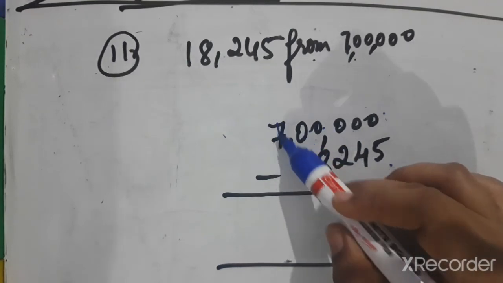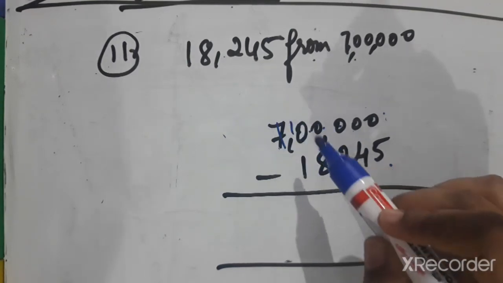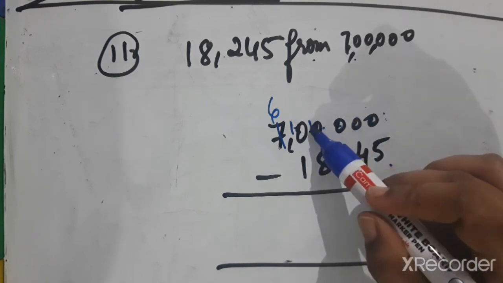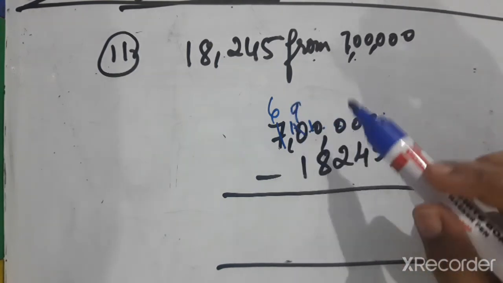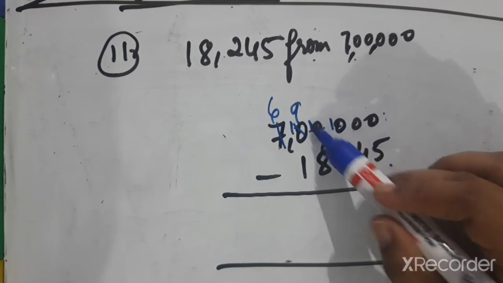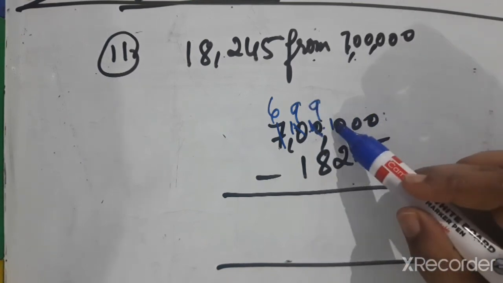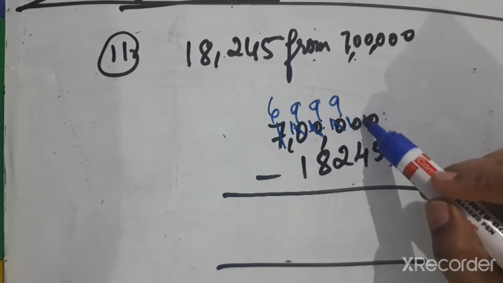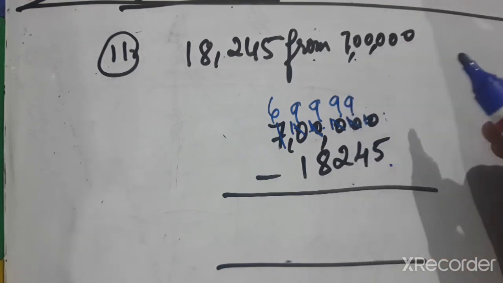So 7 will help. 7 will give 1 to the next number and here 7 will become 6. And 10 will give 1 to here, 10 will become 9. This 10 will give 1 to here, this will become 9. This 10 will give 1 to here and this will become 9. And this 10 will give 1 to here and this will become 9.